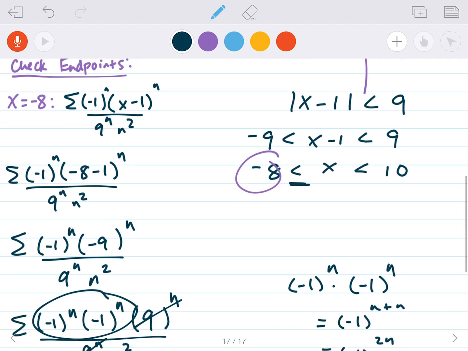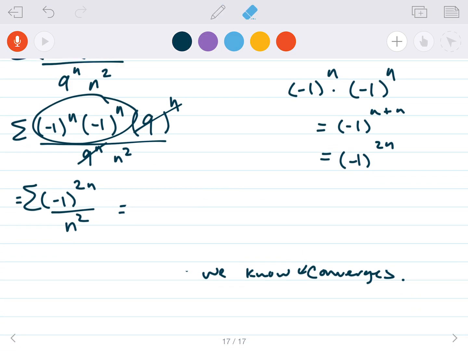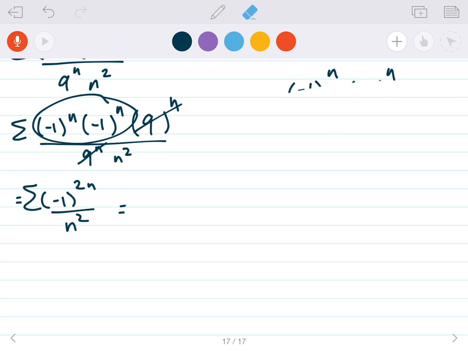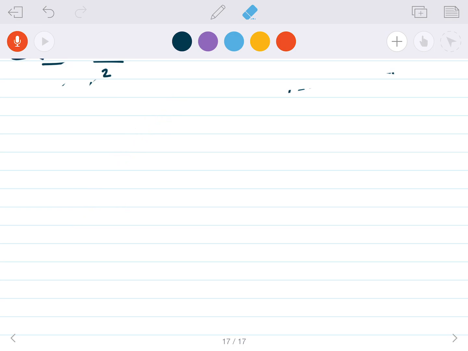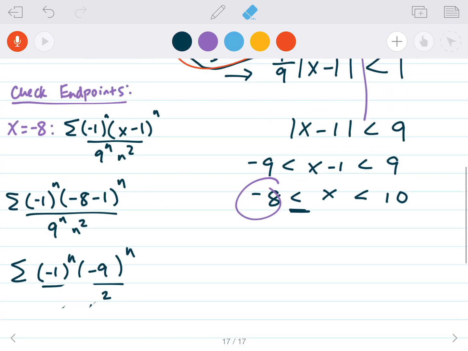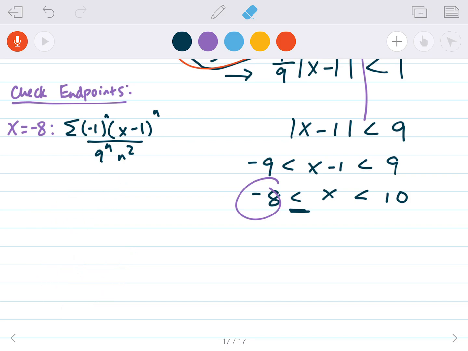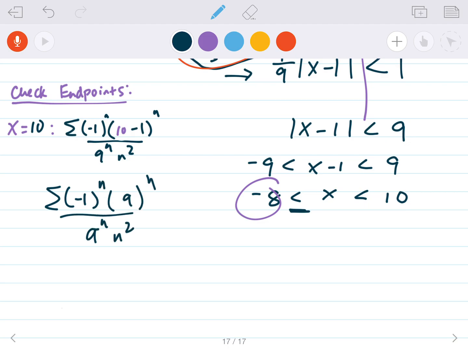Let's check the endpoint 10. Let's check x equals 10. What's happening here? All right. Well, we're going to just plug in 10 for x. So we get negative 1 to the n over 9 to the n, over 9 to the n squared. These cancel. And so my series becomes negative 1 to the n over n squared.